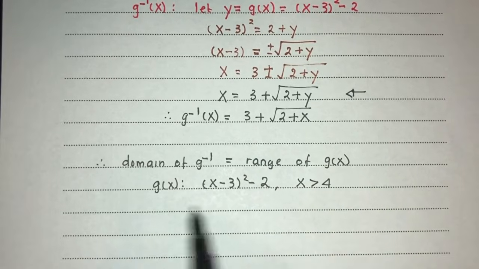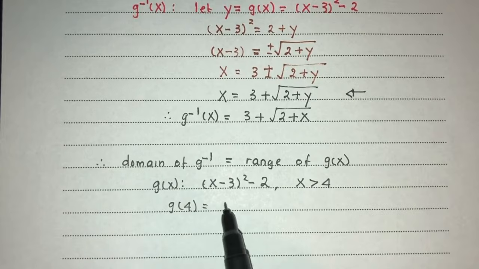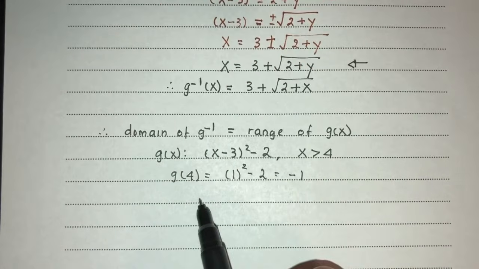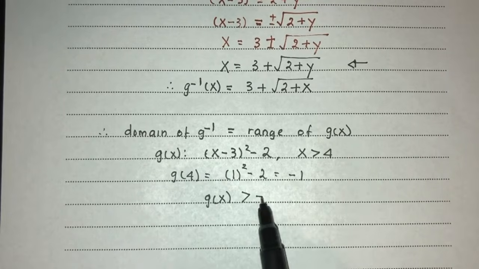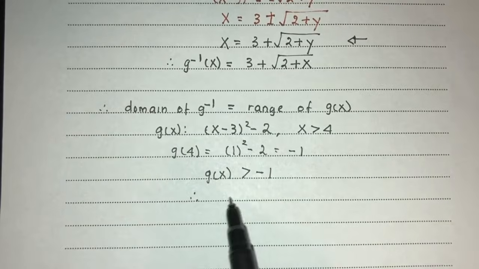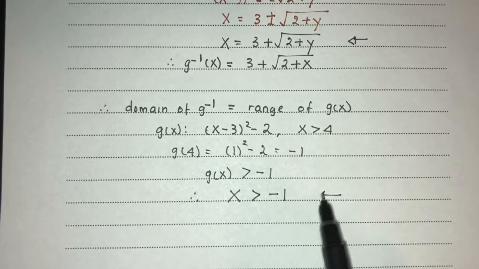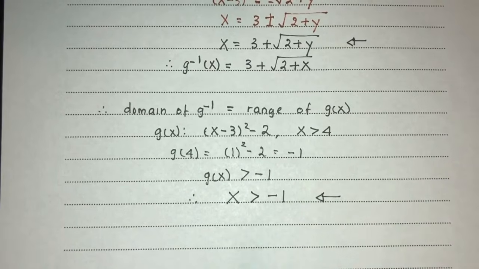So what is the minimum value of this? Let's replace with g of 4. That will give you (4 minus 3) is 1, squared, minus 2. That should be minus 1. So the range of g is more than minus 1, and consequently the domain of g inverse is equal to the range of g. Domain is x more than minus 1. That will be your domain of g inverse, and that will be your question number 2.